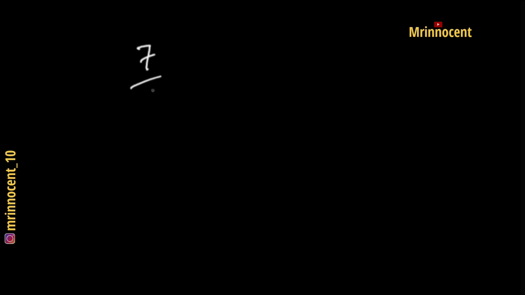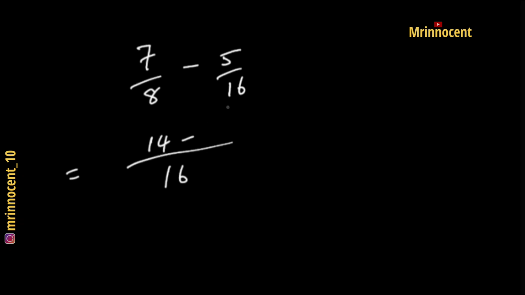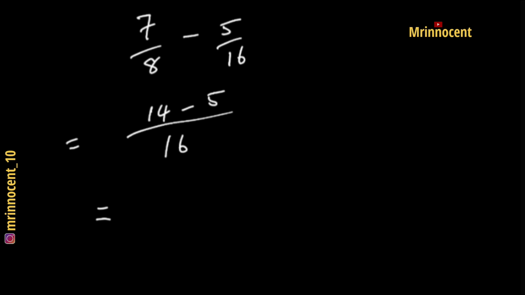7 over 8 minus 5 over 16. The LCM here is 16. 8 into 16 is 2, 2 times 7 is 14. Minus 16 into 16 is 1, 1 times 5 is 5. So 14 minus 5 is 9 over 16.